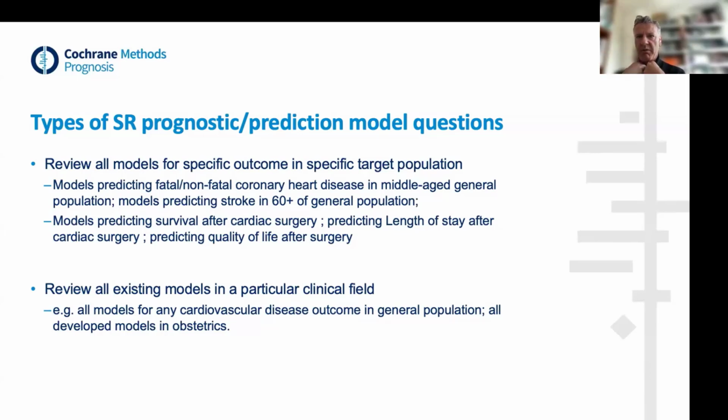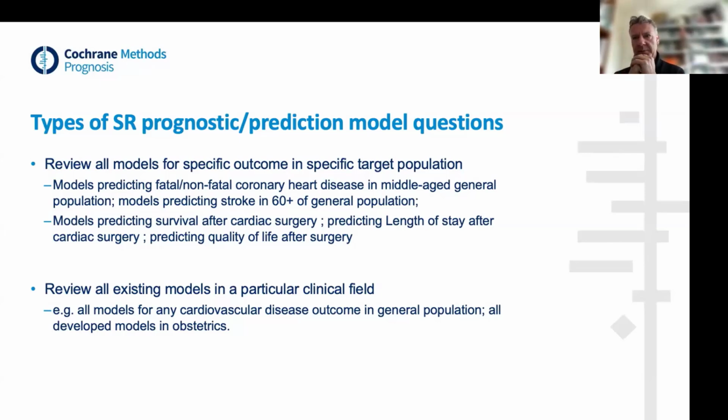So just two examples. People were interested and actually wrote a review, actually more than one review, on all models predicting fatal or non-fatal coronary heart diseases in the middle-aged general population. And I recently saw that more than 1,000 models have actually been developed for this purpose. It's almost ridiculous if you think about it. Or models predicting survival after cardiac surgery, for example, predicting length of stay after cardiac surgery or predicting quality of life after surgery. So people are simply doing a review to see which models are developed in this field and also how many of them were validated.